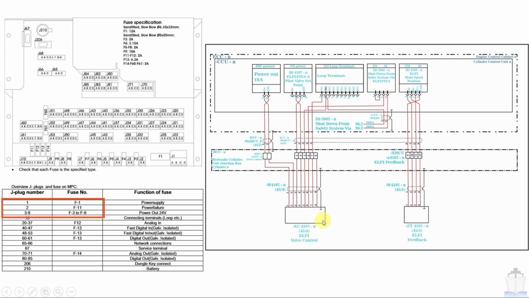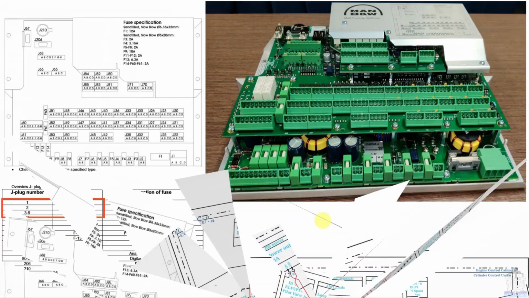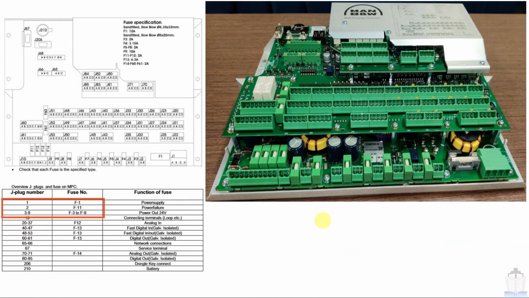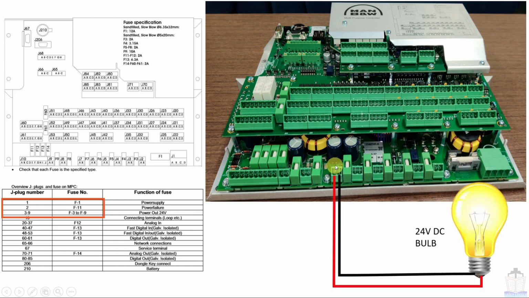Now I have one simple animation so that you can understand in an easy way what F3 to F9 actually is. So here I have taken a bulb of 24 volt DC. If I connect this bulb to any of the channels from J3 to J9, then my bulb will be lighting. So you can see here, I have just connected it to J7 and my bulb is lighting. So you can now understand that it is just supplying 24 volt DC and nothing else.